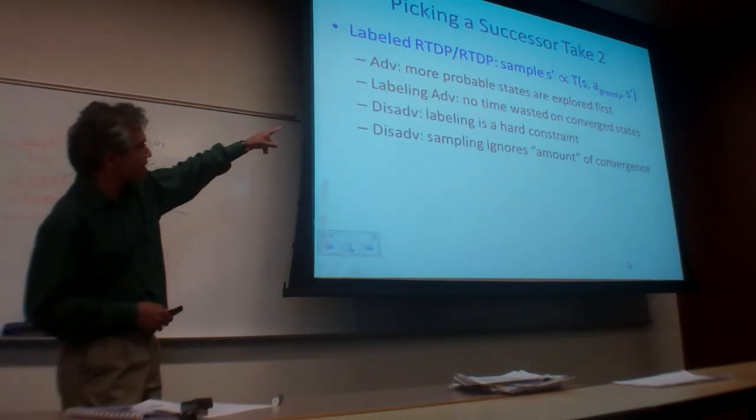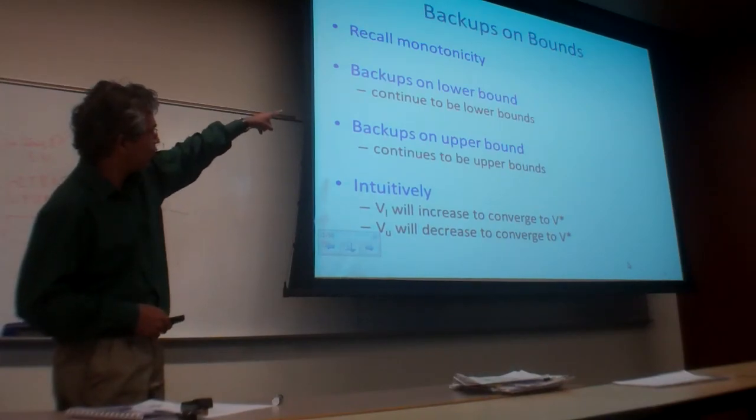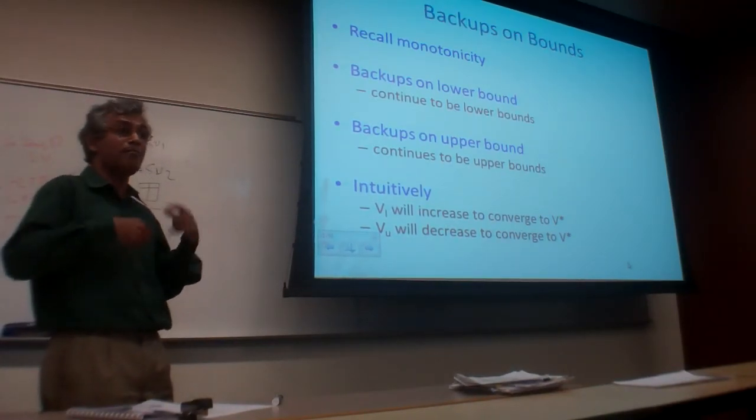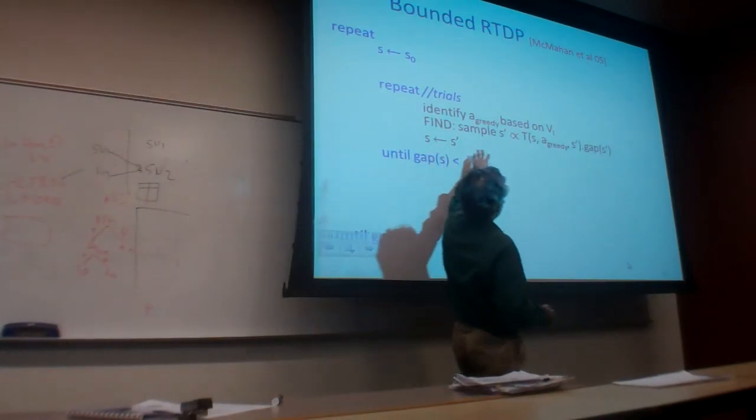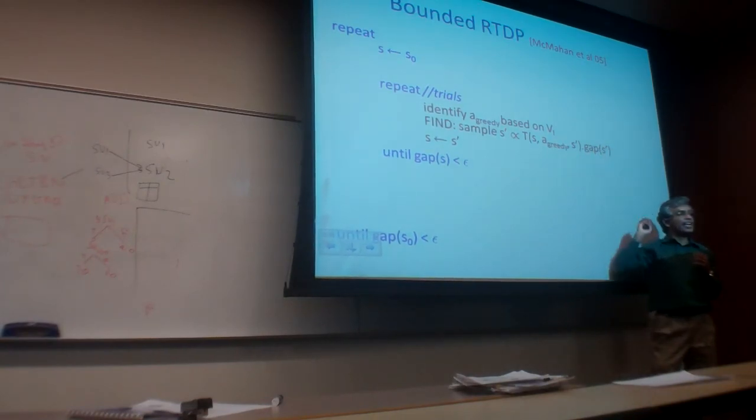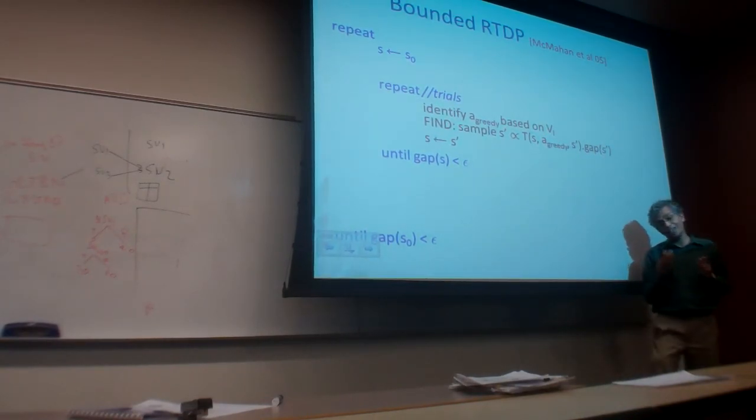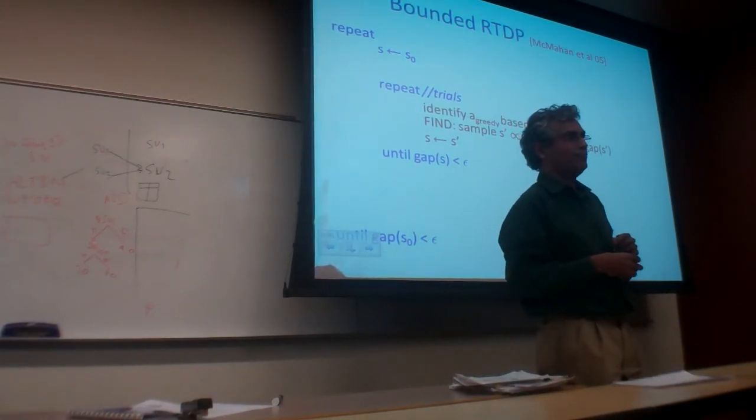And this picking successor is what I mentioned earlier. You have both backups on upper bound and backups on lower bound, and then you can pick a sample that's based on the probability times the gap. That will improve even further the speed of convergence of this.